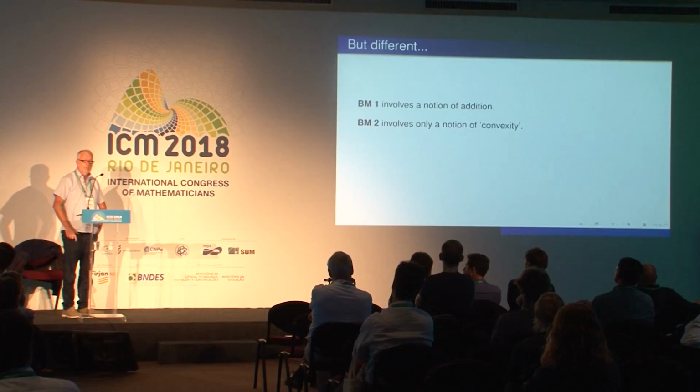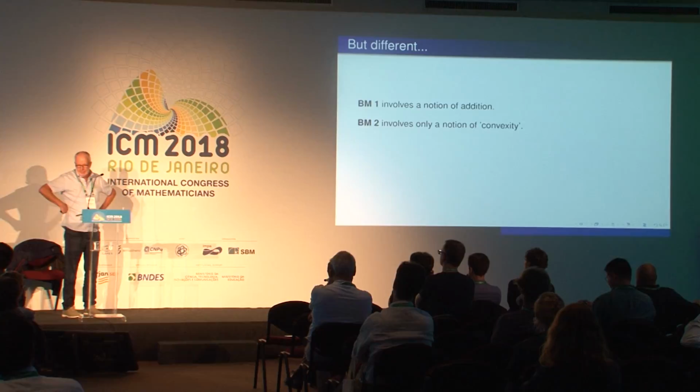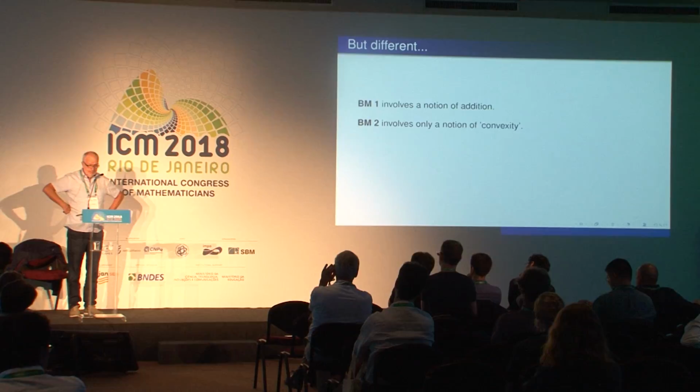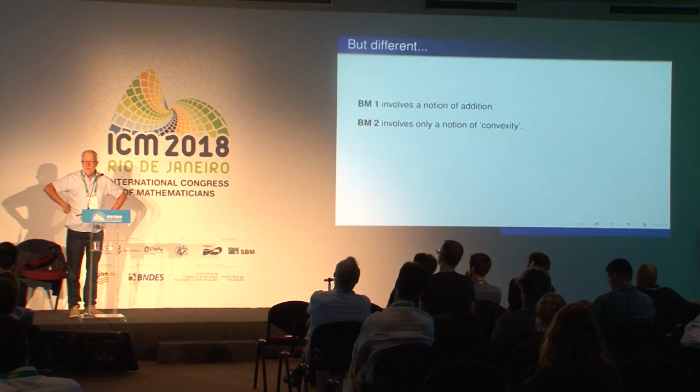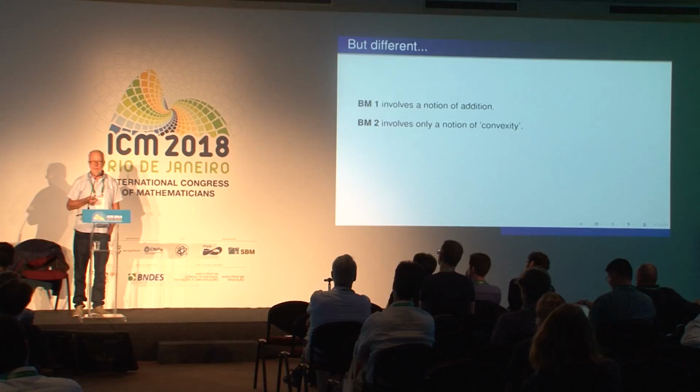So what does it mean? It means, for instance, that if you want to generalize the theorem to some other situation, and you look at the first version of the theorem, then you're led to think about situations where you have a notion of addition, maybe some group. Say lattice points in Rn, where you count the number of lattice points instead of looking at volumes, so you look at some other group or something like that.